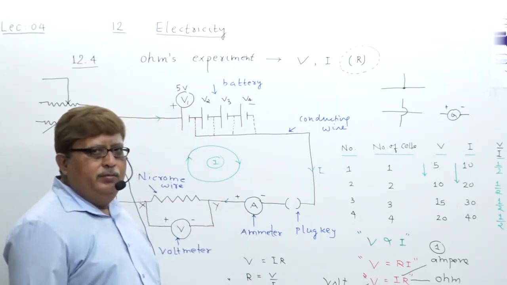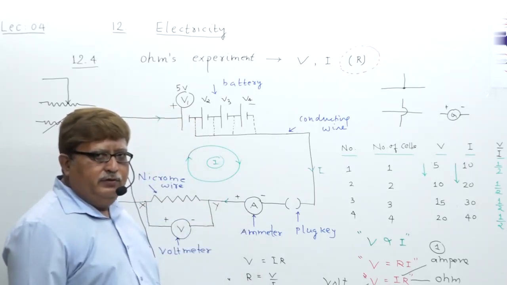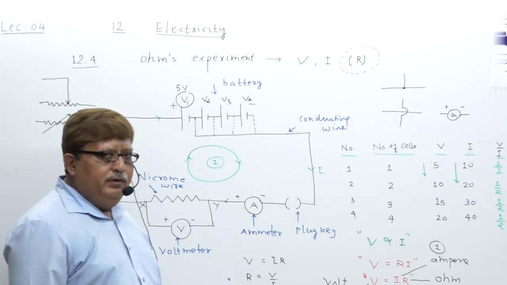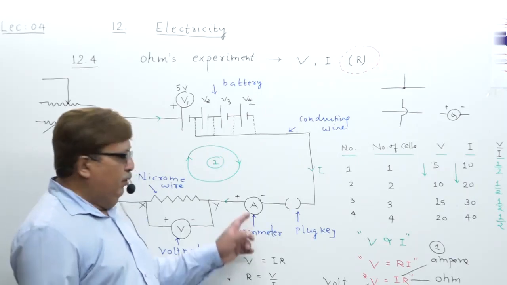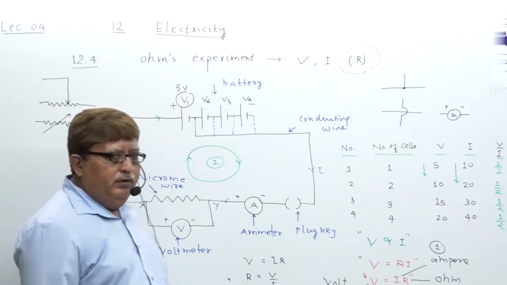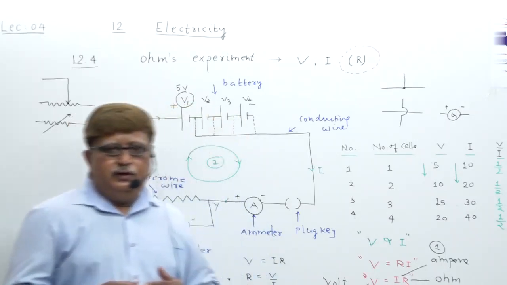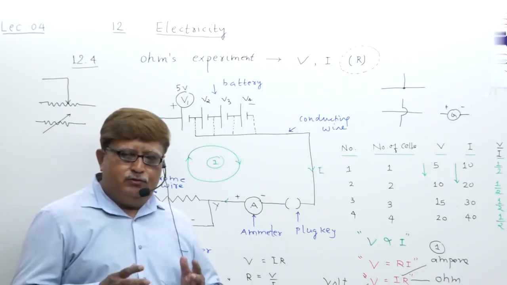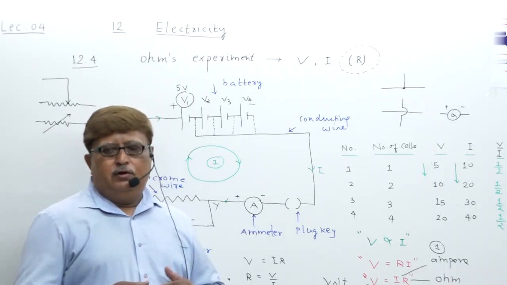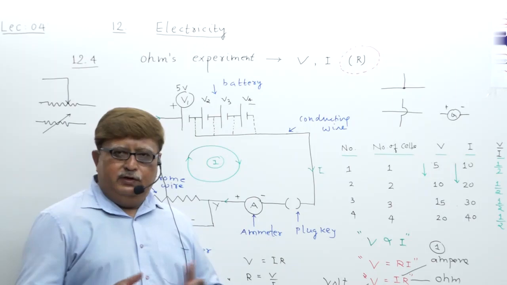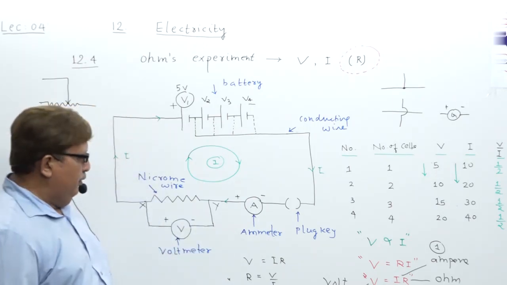What is the role of ammeter? To measure current passing through conductor. How is ammeter connected? Always in series. What is the role of voltmeter? To measure potential difference across two ends of the conductor. How is voltmeter connected? Always in parallel connection.